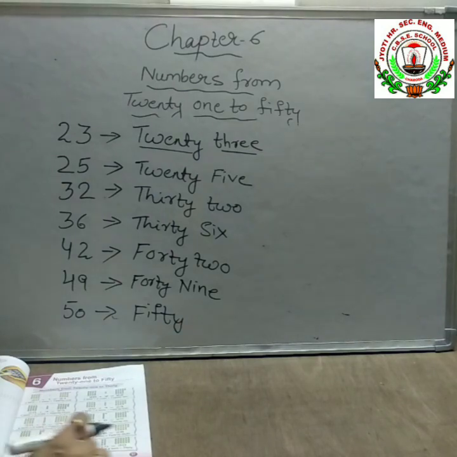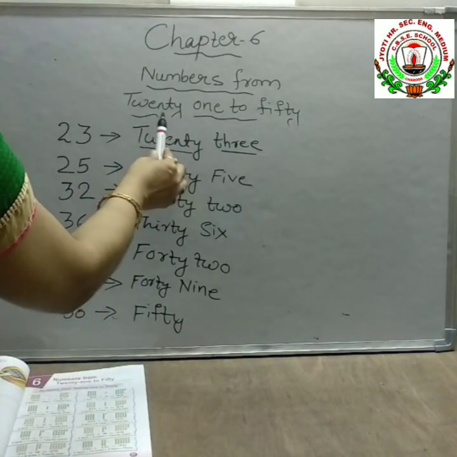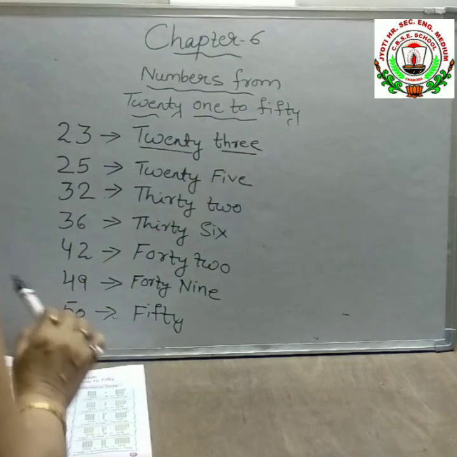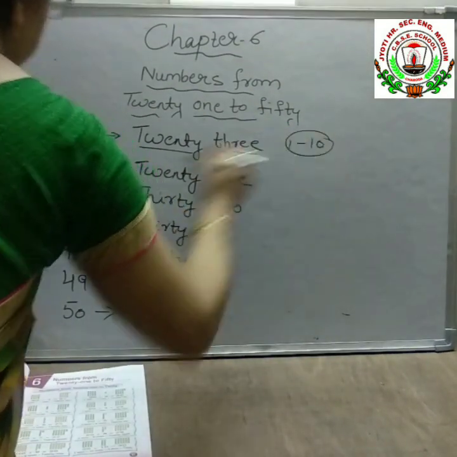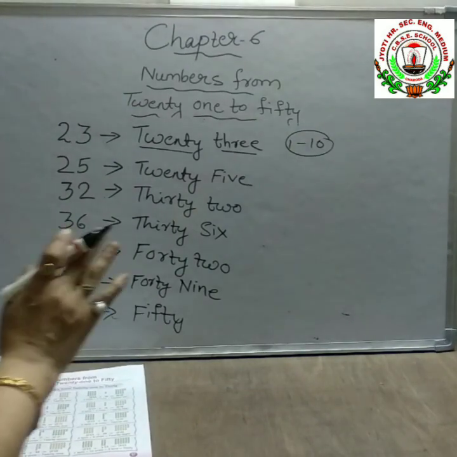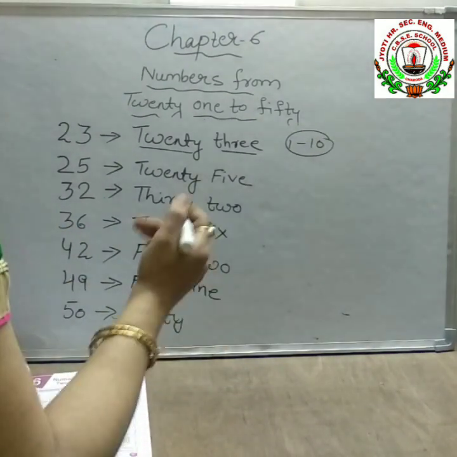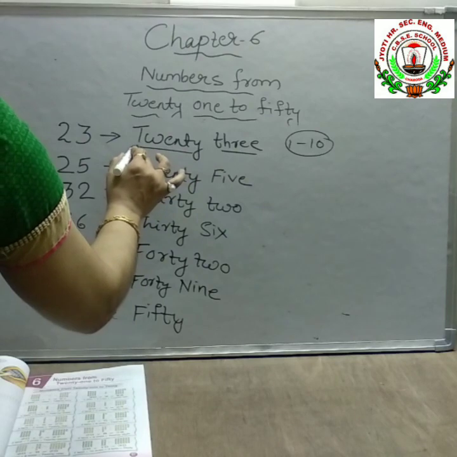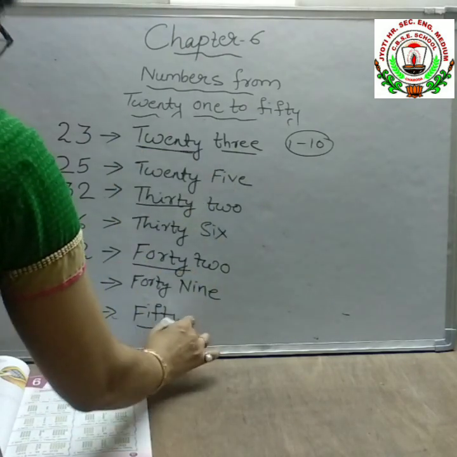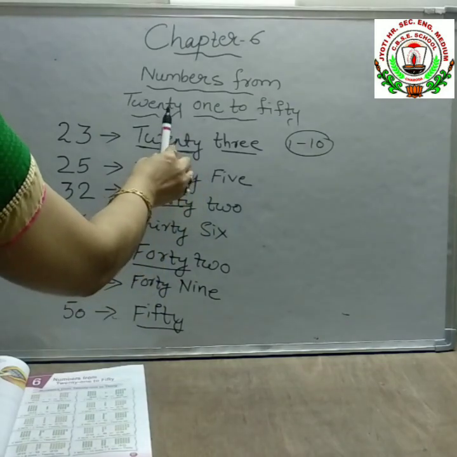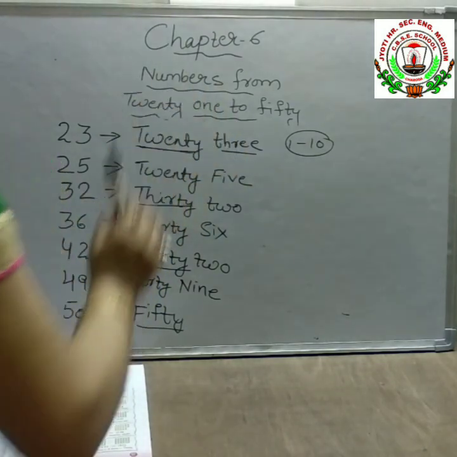So student, for writing the number name from 21 to 50, you should know the spelling from 1 to 10, which you have learned in your previous classes. I hope all of you know the spelling from 1 to 10. Now basically you have to learn the spelling of 20, 30, 40 and 50. Then you can write the spelling or number name from 21 to 50.